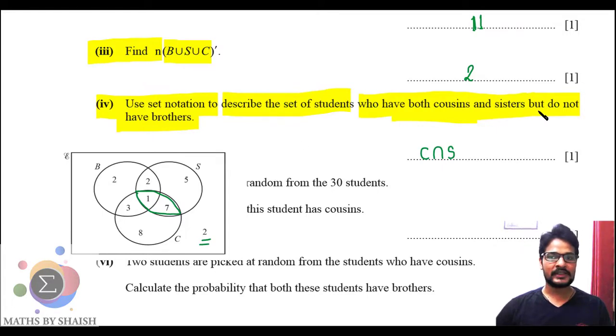Now it says but do not have brothers, which means we cannot include one, because one student has a cousin and a brother as well. So if we remove in the set notation, we take the complement, and if we are removing, it means we are taking the intersection with the B complement, because B complement will cover all the things except this B circle, and all the things in the C. The intersection with S was already only 7, so there are going to be this. So that is the set notation for this.